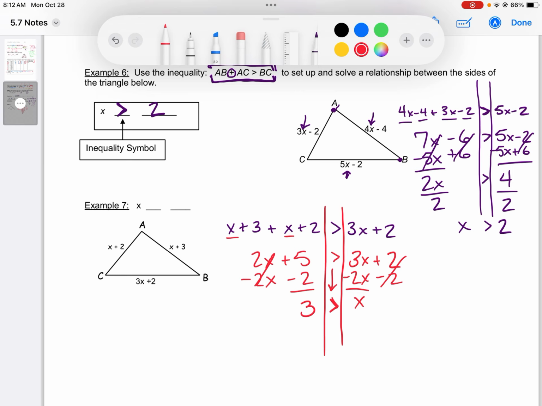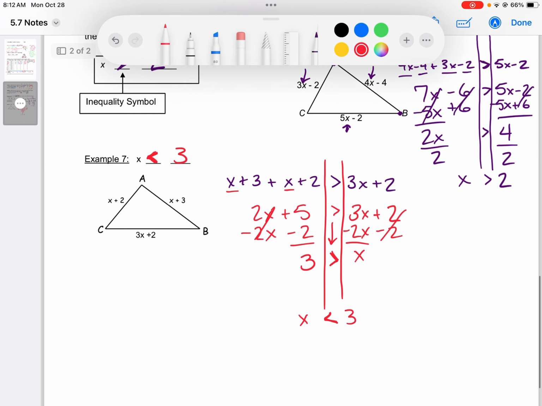And I didn't do any operations to change my sign. So my final answer is x is less than 3. So I would put x is less than 3.